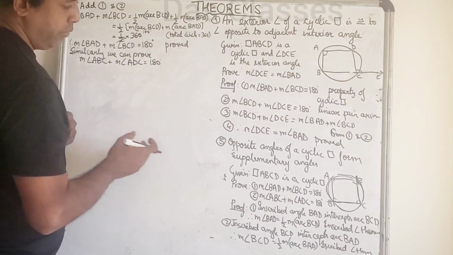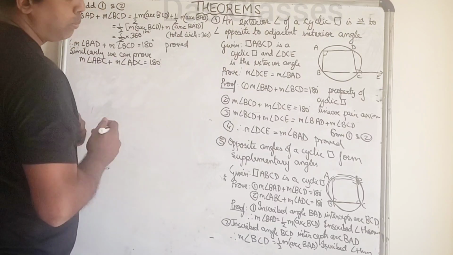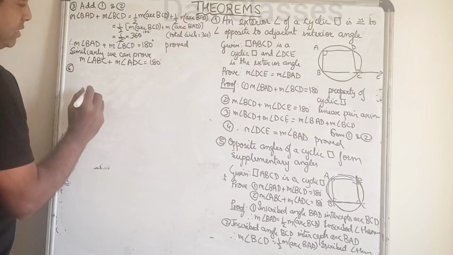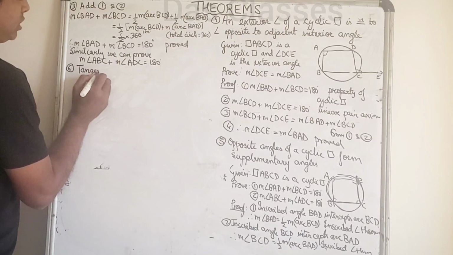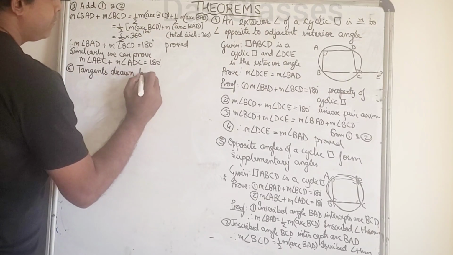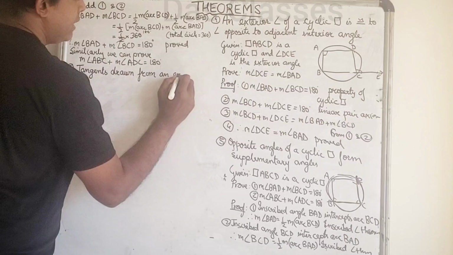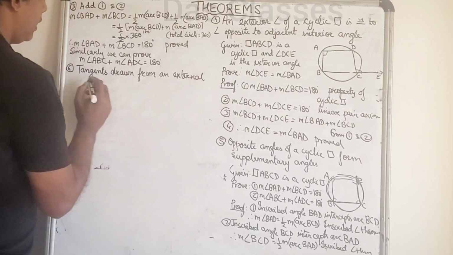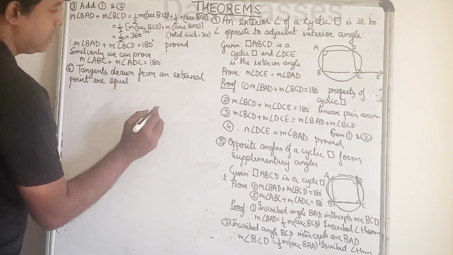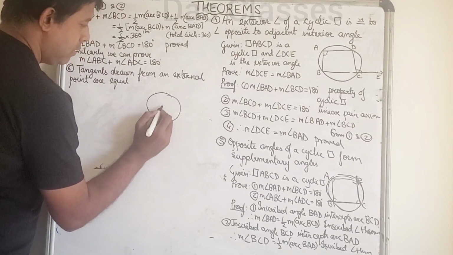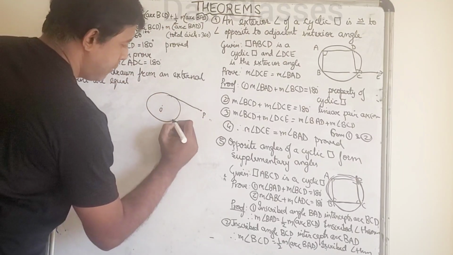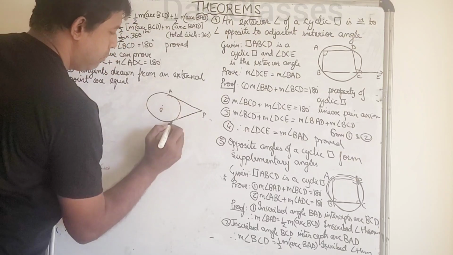Okay, so this is how we'll prove this very important theorem, that is opposite angles of a cyclic quadrilateral form supplementary pair. One last theorem, very simple theorem, but it's asked in the exam, so just see it quickly. Tangents drawn from an external point are equal. What I mean is, there's a circle. The circle has a center, say O. There's this point P from where two tangents, these are from an external point, two tangents drawn, PA and PB.